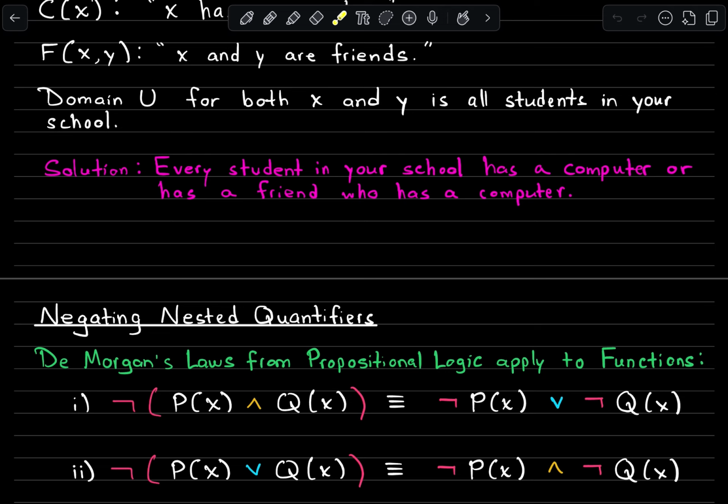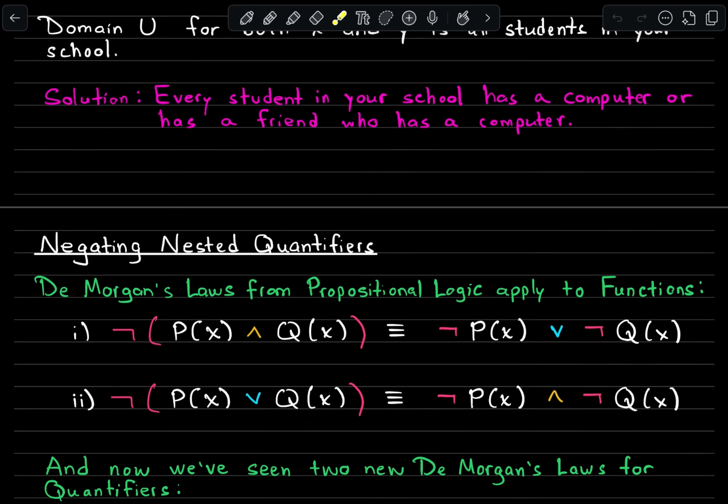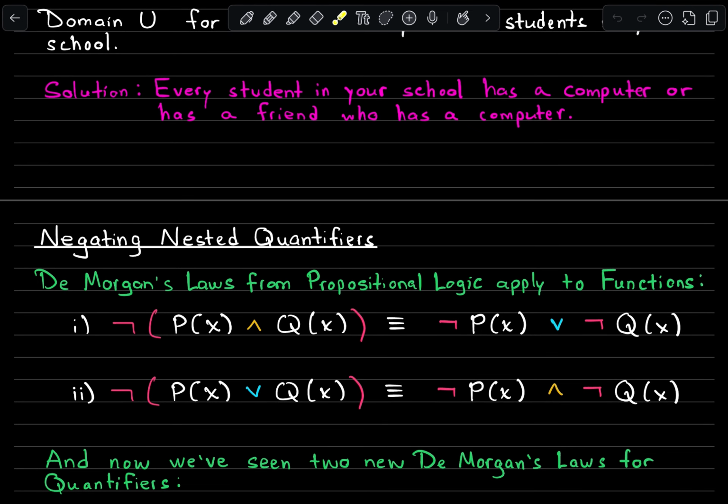So the negation of a conjunction is the same thing as the disjunction of both negated functions, right? So it's almost like we're distributing that negative again, and the sign is flipping. Same deal for rule number 2 here. Negation of a disjunction is the same thing as the conjunction of negations. Distribute that negative, flip the sign. Now, we also saw in the last video 2 new De Morgan's laws for quantifiers.